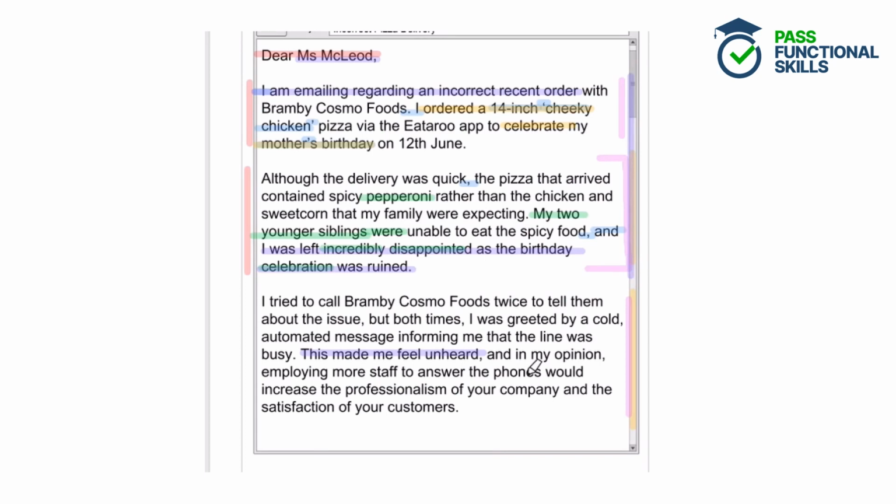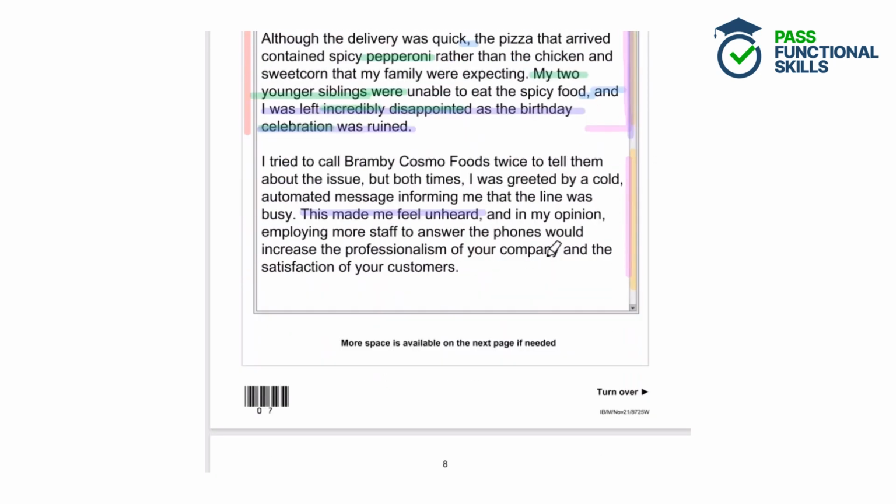So make sure that you are tailoring your responses to the audience and purpose of the text. And any additional details that you are adding are relevant to that audience and purpose. Finally, you should try to include some longer, more complicated sentences within your answers. This will show the examiner that you can link up multiple ideas together. So for example, we have, I tried to call Branby Cosmo Foods twice to tell them about the issue. So that's one thing that they tried to do, but both times I was greeted by a cold automated message.